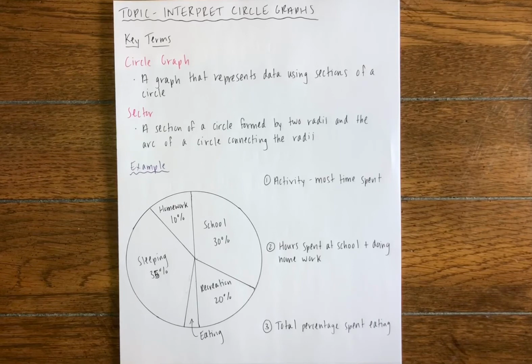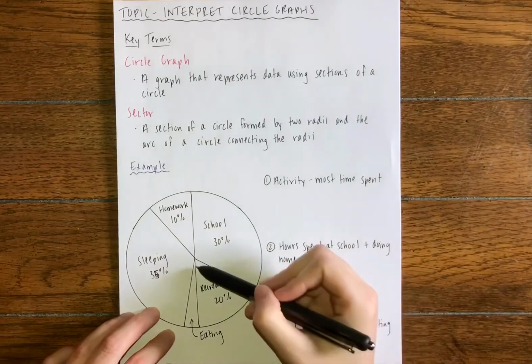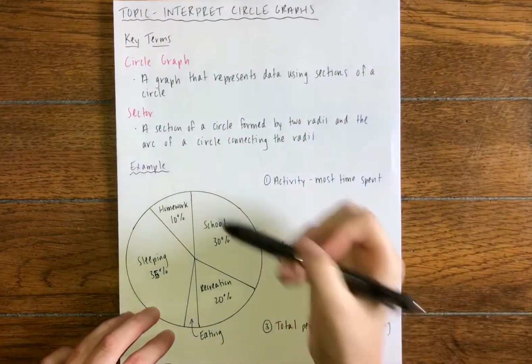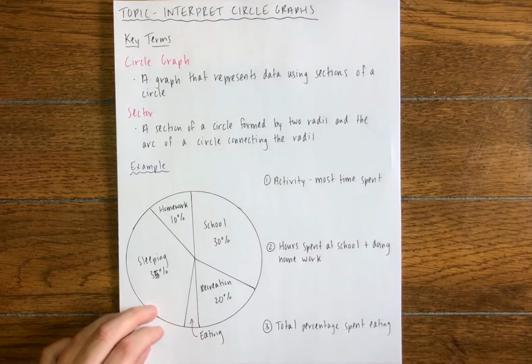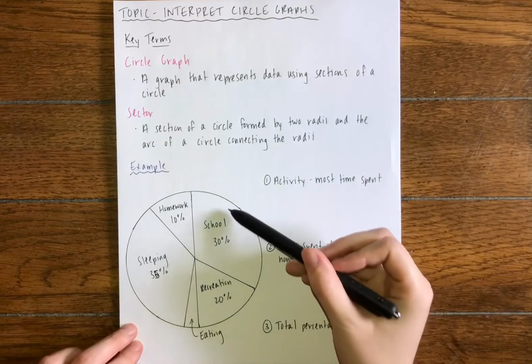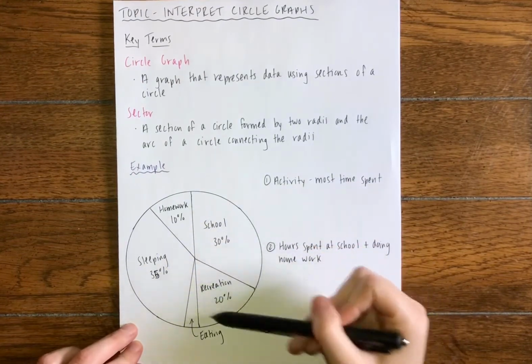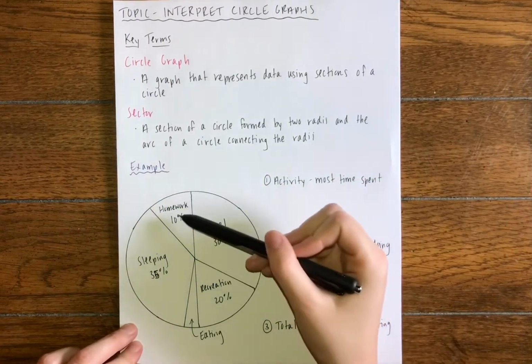A circle graph is a graph that represents data using sections of a circle. And then a sector is a section of a circle that is formed when two radii and the arc of a circle connects. So here, this would be one section, also called a sector. For this example, school is one sector, recreation is one sector, homework is one sector, and so forth.